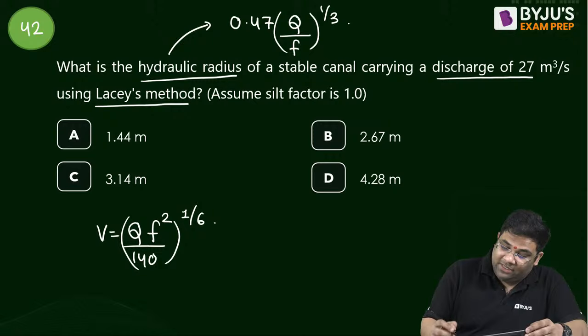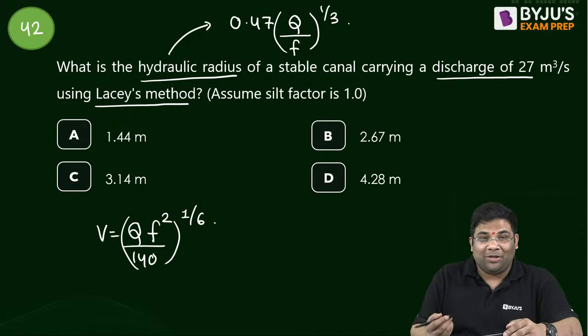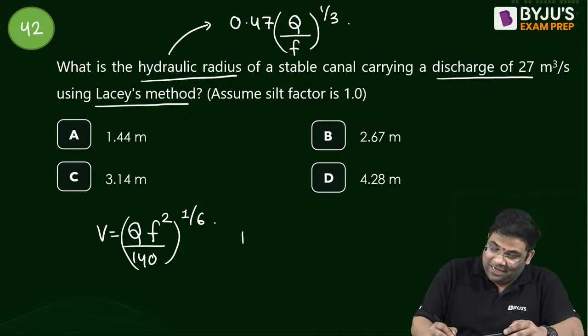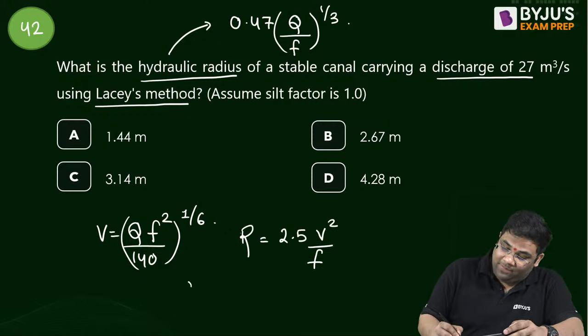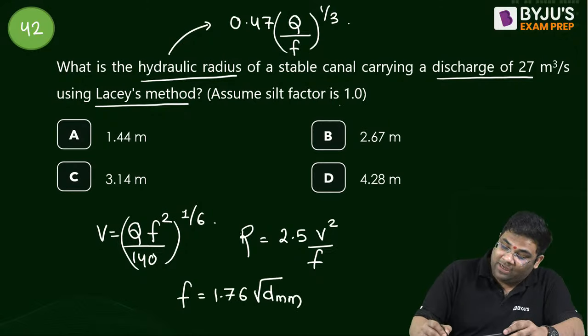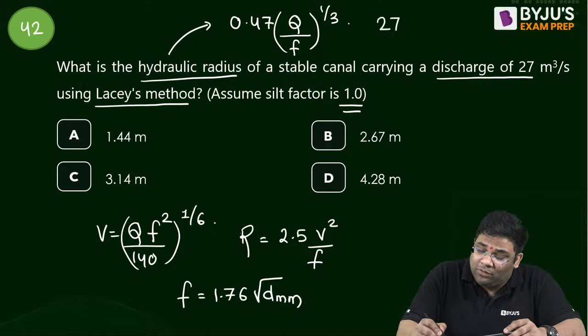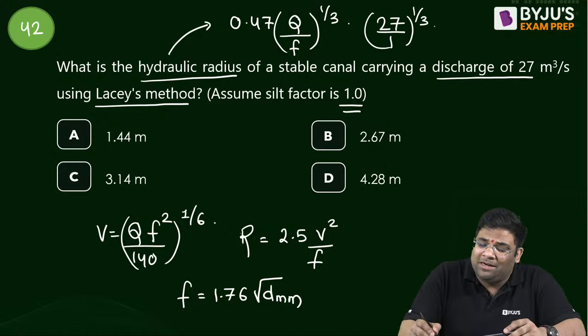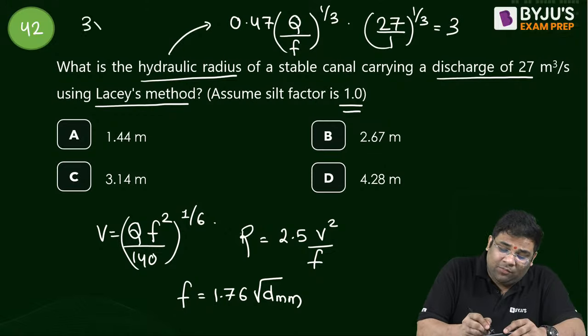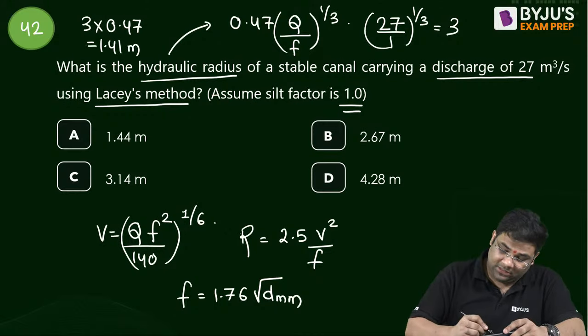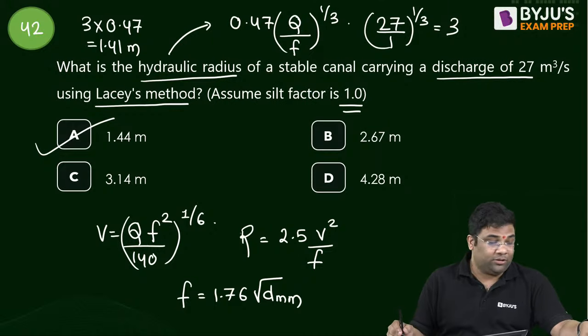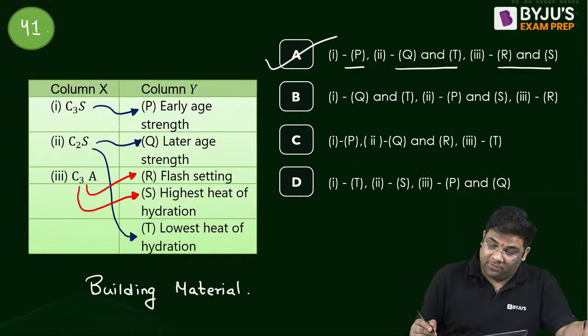Now this question is very straightforward, because we can take the cube root. Suppose the hydraulic depth is what? 2.5 V squared by f. And what is f? f is the silt factor, that is 1.76 root d in mm. Now see, here they have given the silt factor for easy calculation. And then Q is given as 27. So 27 by 1, and we take the cube root of 27, it will be 3. So it's nothing but 3 into 0.47, and that will be 1.41. So you can see the option matching is this one. Understood? 42nd question, straightforward.